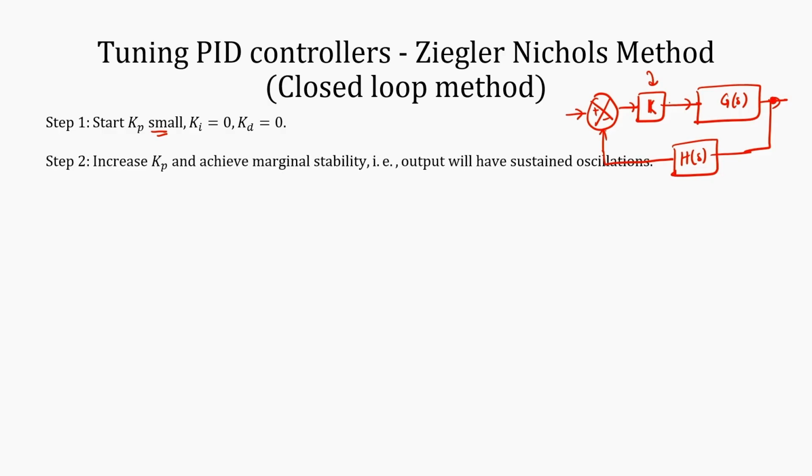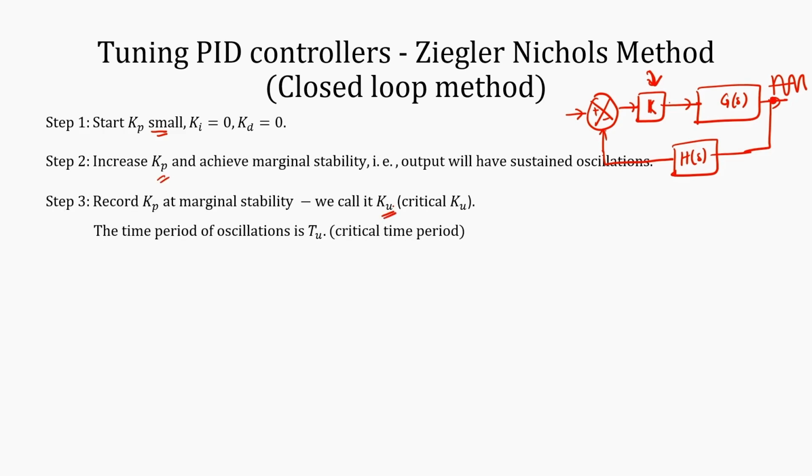Then you increase the value of K till there is marginal stability. What is the meaning of that? You increase the value of K till the output has only oscillations. It should not be decaying, it should not be unbounded, it should have only fixed magnitude oscillations. Go to that point, find out that value, and we will call it the critical gain, Ku. That is exactly the point at which you will have sustained oscillation. If you make it more than that, you might have unbounded oscillations, and if you make it less than that, you will have decaying oscillations.